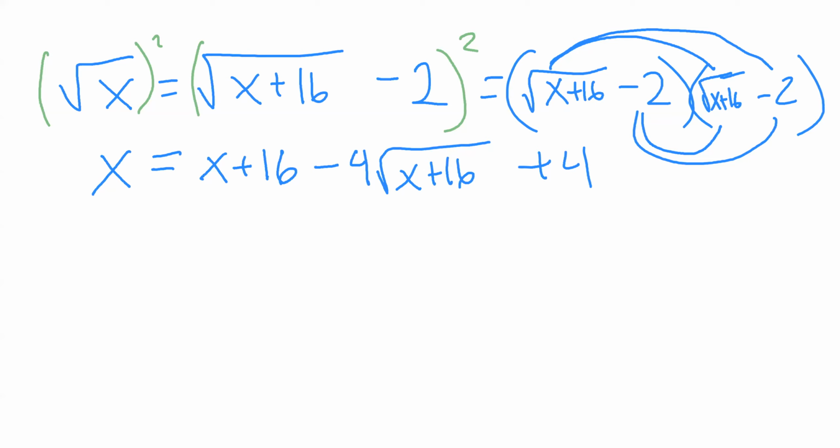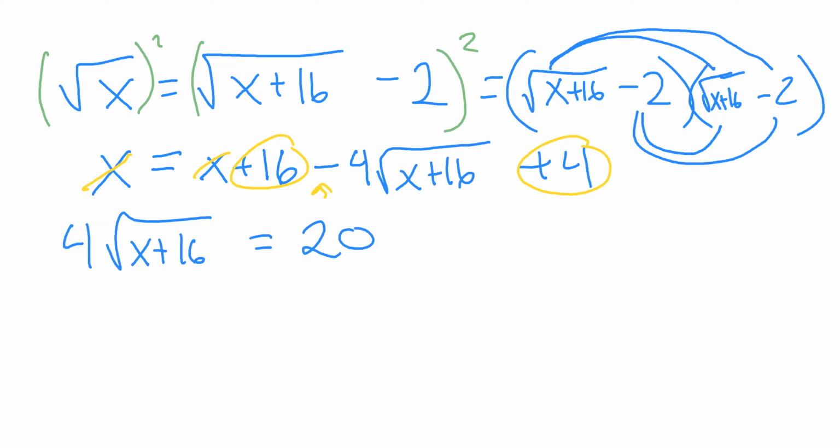So we can subtract x from both sides. We'll get rid of this x, and then we can combine our 4 and our 16 to get a 20. And then I don't like this negative sign, it just bothers me. So I'm going to move that to the other side. So I'm going to have a positive 4 root x plus 16 equals 20.